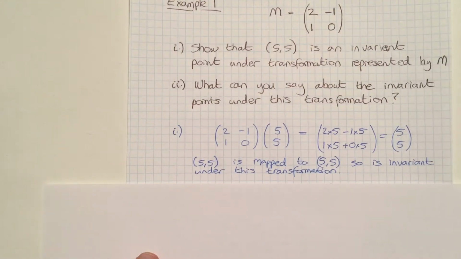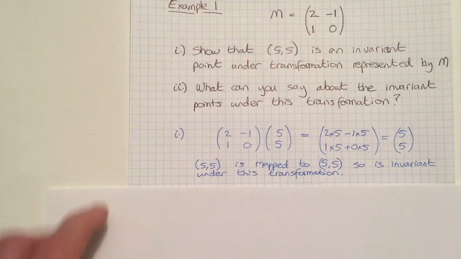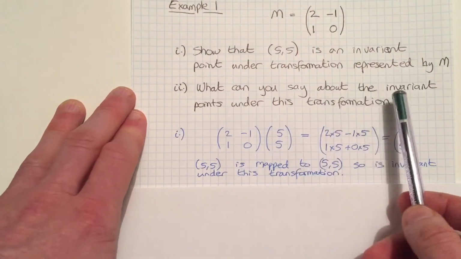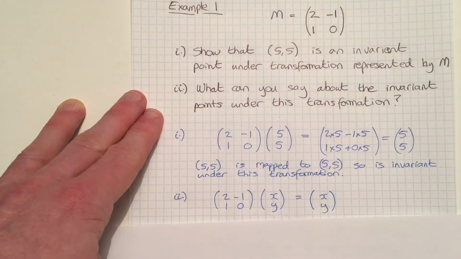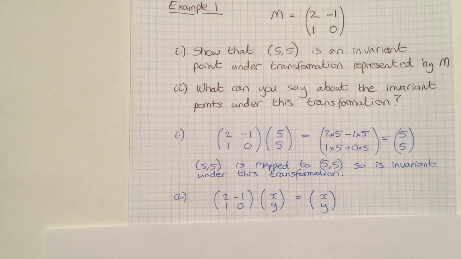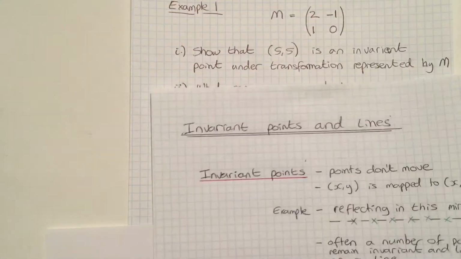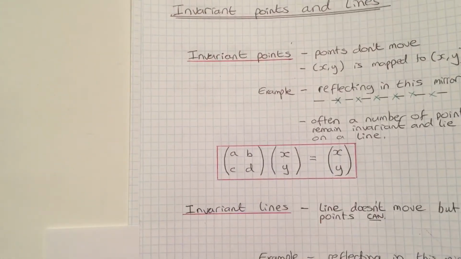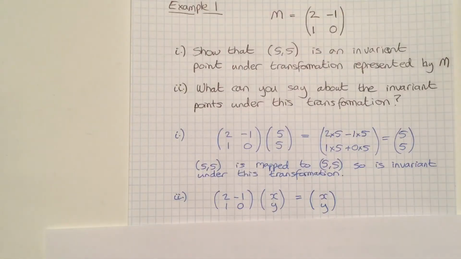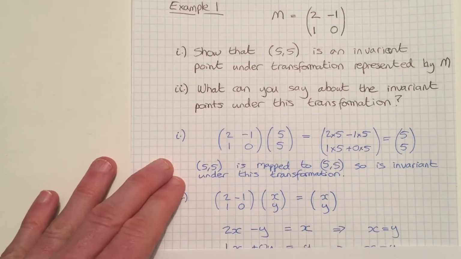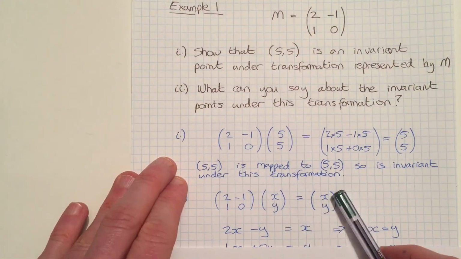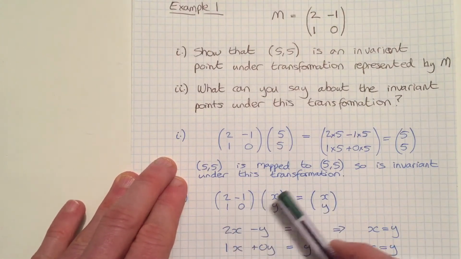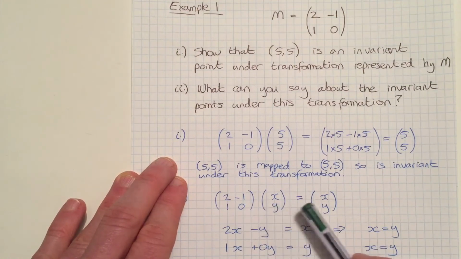Part I done. Part II, what can I say about the invariant points? Well, invariant points, I know, follow this equation. We saw that here. Invariant points follow this equation. So if I were to multiply this out, I'd have 2 times x plus minus 1 times y equals x, and then I'd have 1 times x plus 0 times y equals y.